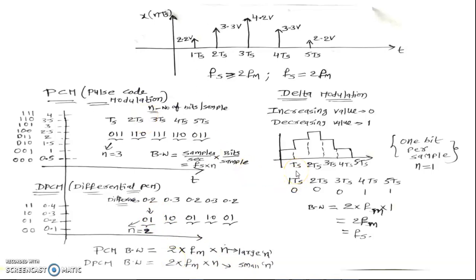Now we will see a further decrease of bandwidth by using delta modulation. In delta modulation, from 2.2 to 3.3 the signal is increasing, so at the 2 TS period we transmit 0 if it is increasing. If it is decreasing, from 4.2 to 3.3, then we use 1. So if it is increasing we transmit 0, and if it is decreasing we transmit 1. From 1 to 2 it is increasing, so 0. From 2 to 3 it is increasing, so 0. From 3 TS to 4 TS it is decreasing, so I use 1. From 4 TS to 5 TS it is decreasing, so I transmit 1.